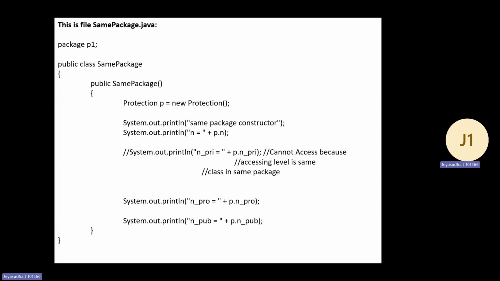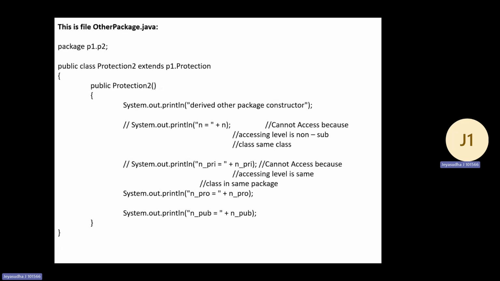But now we are not using inheritance. We are moving on with a different class. There I'm creating an object for this protection and trying to access the variables. You can see the default value can be accessed, as well as the protected and the public values, but you cannot access the private one.